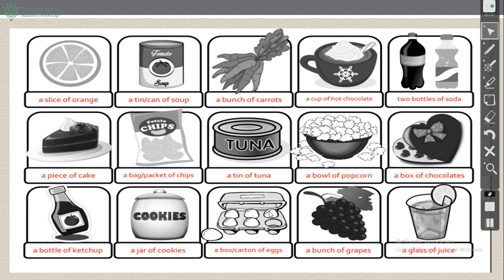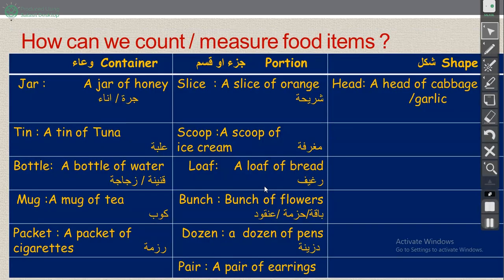And here we have a box or a carton. You can use it as a box of eggs. And here we have a bunch, عنقود or باقة or حزمة. So what is the correct meaning here? عنقود, a bunch of grapes. And the last one is a glass of juice. A glass of what? Juice. كأس من العصير. Okay, so this lesson is very easy, right?